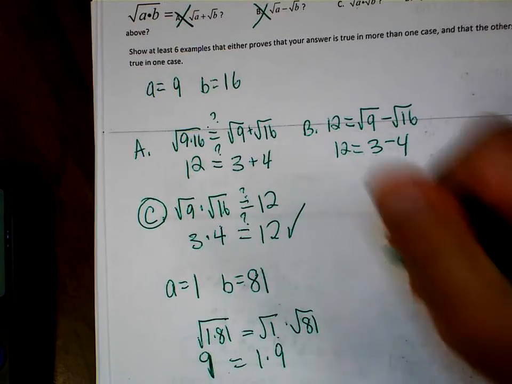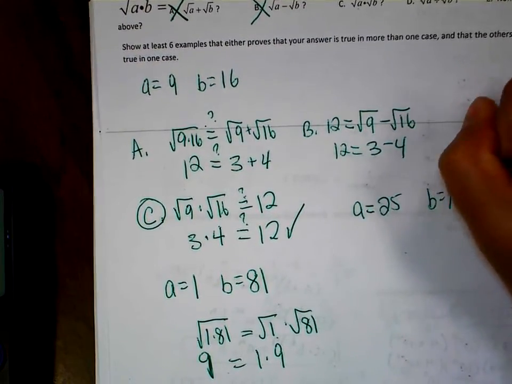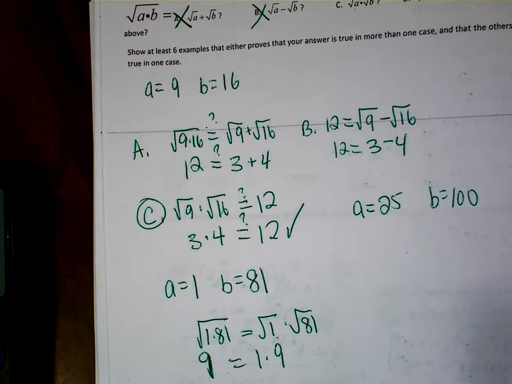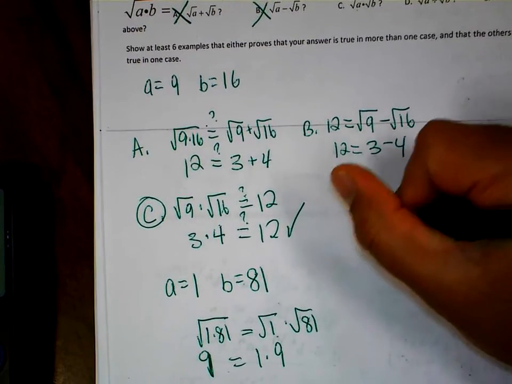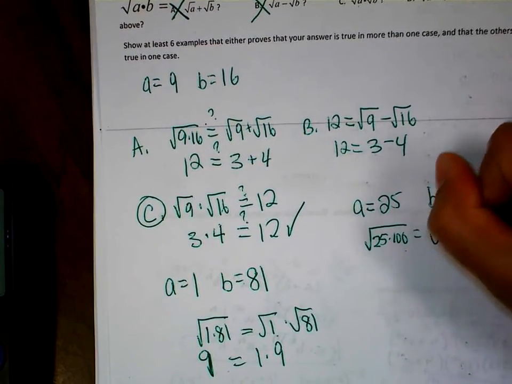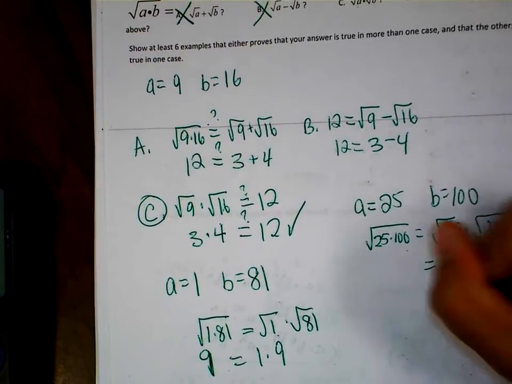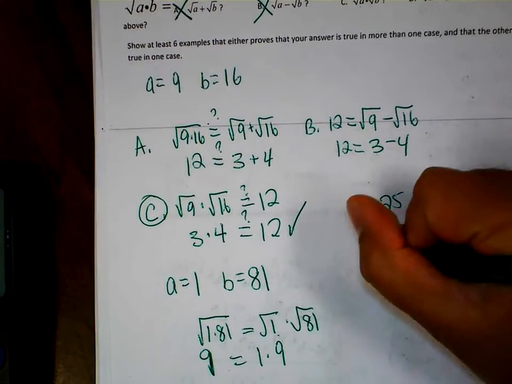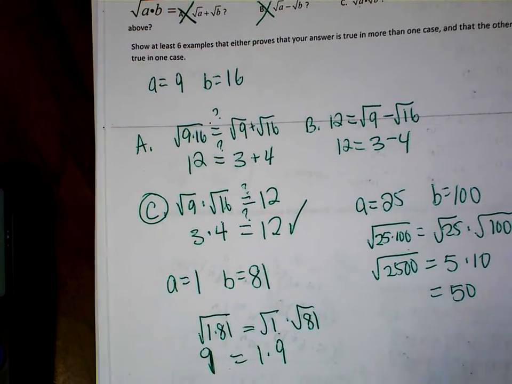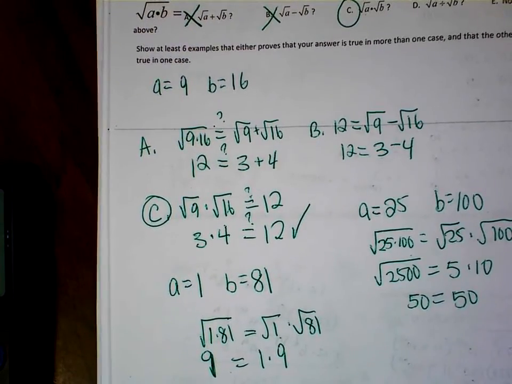And maybe let's just pick one more number, and then we'll test our last example. So I don't know, let's pick A is 25 and B is 100. And try that. So this is the square root of 25 times 100. Is that the same as the square root of 25 times the square root of 100? Is it the same as 5 times 10, or 50? Well, this is the square root of 2500, which when we take the square root of it, we get 50. So in fact, it is true. So C is a solution.